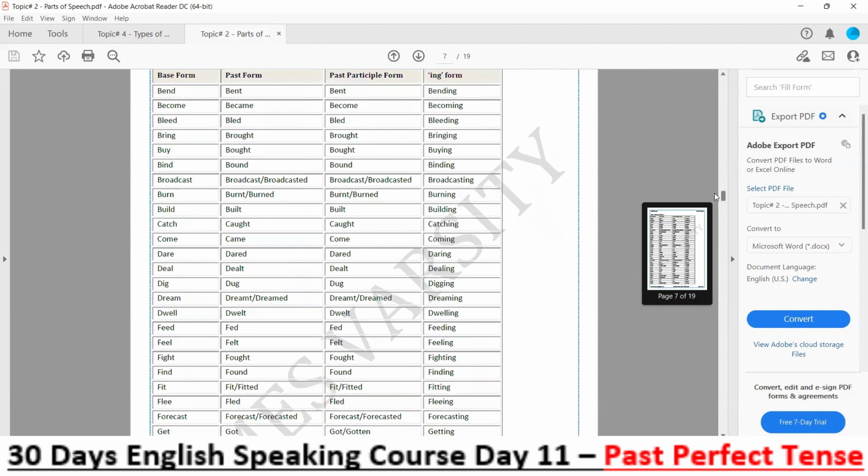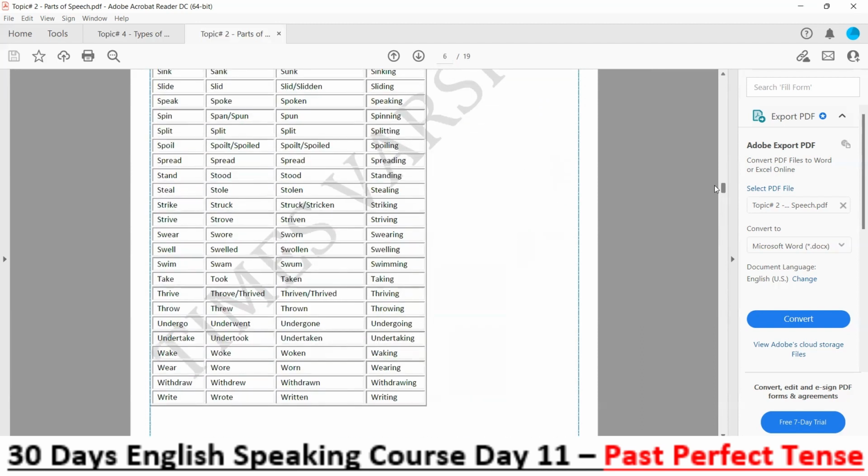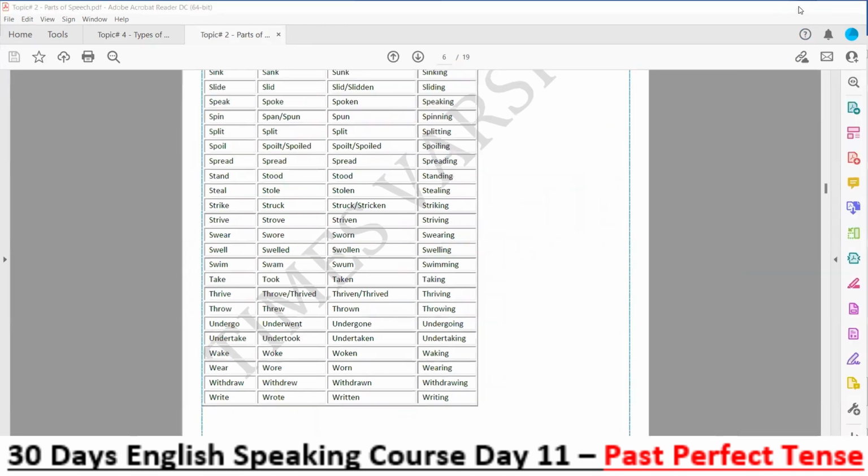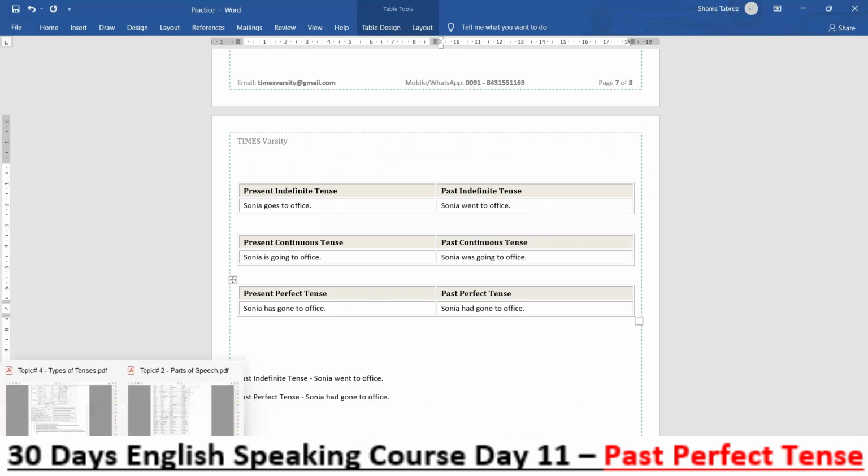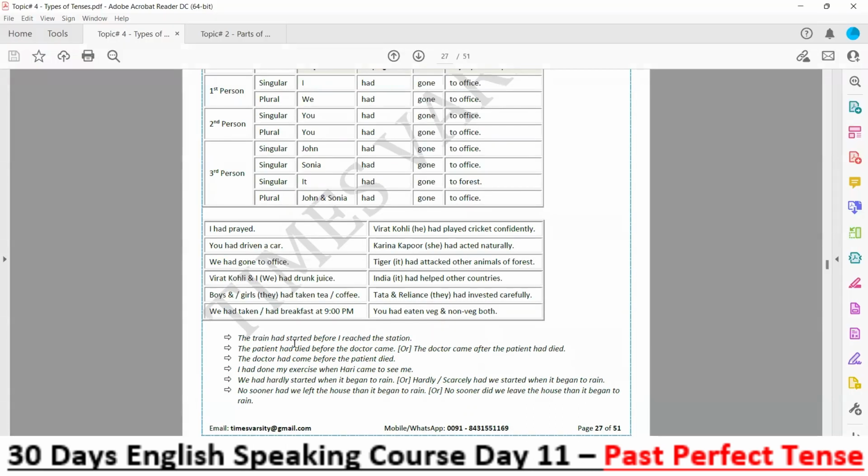So started, that is the third form of start. The train had started before I reached the station. Would anyone like to read this sentence and then separate out the perfect tense and the simple one? Yes. The train had started before I reached the station. ट्रेन स्टार्ट हो चुकी थी मैं पहुंचने से पहले.